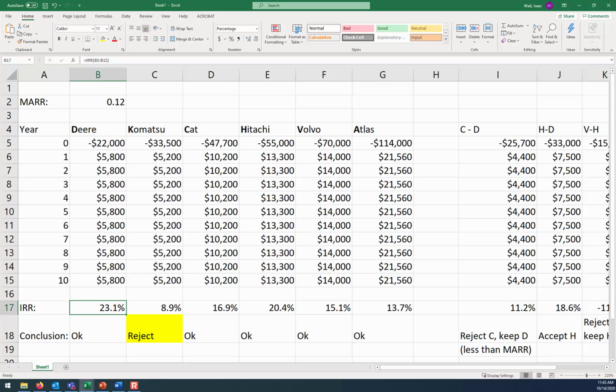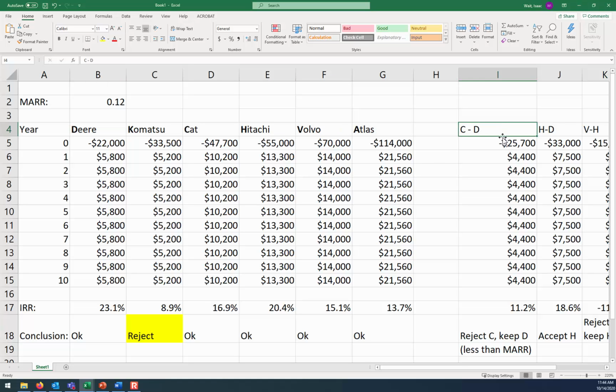And in fact, you've already seen what the overall answer is. The overall answer is that Hitachi is the best. But Hitachi isn't the one with the largest IRR. So that's part of the reason why we need to do the incremental analysis. So the first matchup is going to be Cat versus Deere. And the reason why it's not Komatsu versus Deere is because Komatsu was rejected in the initial screening, so it's out of the running entirely.